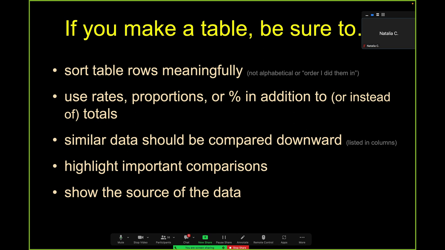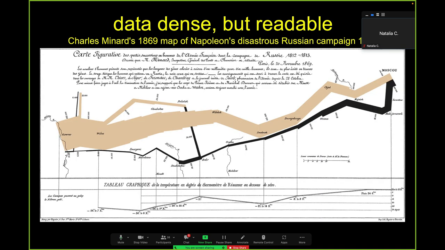You want to use rates or portions or proportions in addition to totals, and sometimes you want to use those instead of totals. Similar data should be compared downwards, so listed in columns as opposed to across horizontally. You may want to highlight important comparisons, maybe by making the background of that row, let's say, gray and another row gray, or a darker yellow and a lighter yellow, something like that. And then, as always, when you have a table, make sure that you show the source. So this comes from my experiment one, or something of that nature.